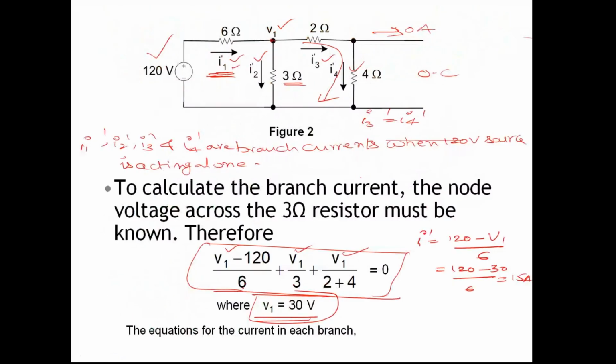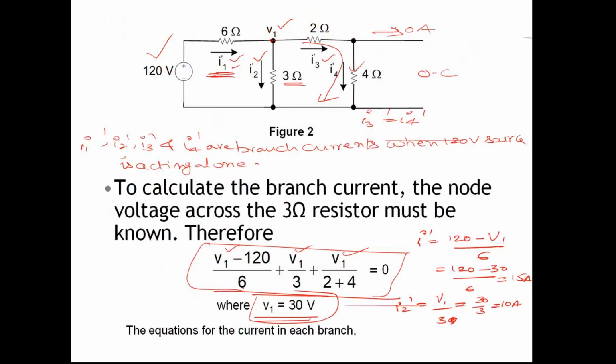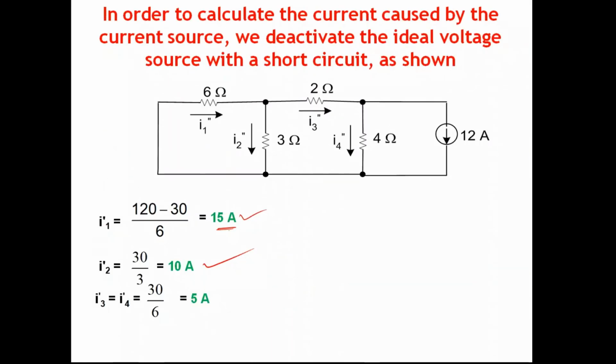All right, that is the I1 dash you got. Then I2 dash is the current here, which in terms of node voltage is V1 by 3. V1 is 30, so 30 by 3 is equal to 10 amperes. See here, we got 10 amperes here. I3 dash and I4 dash are one and the same. Therefore, I3 dash is equal to I4 dash is equal to V1 by 6, which is 30 by 6, it is 5 amperes.